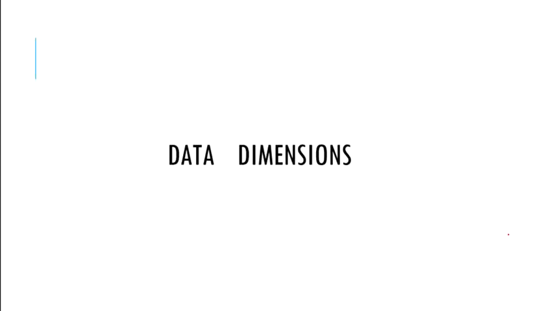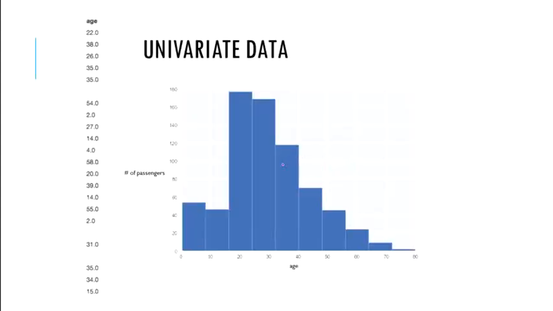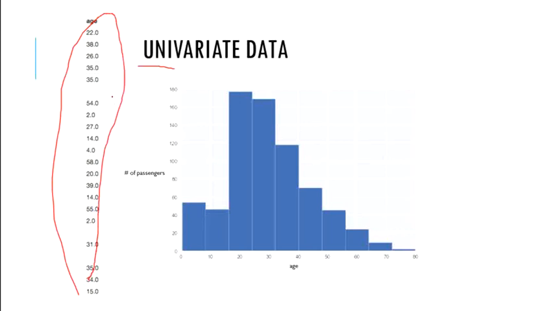One of the most important aspects of data visualization is the various data dimensions. Let's look at these a little bit. You can have univariate data, or data that has a single dimension. What I've been given is age of a number of passengers, and I have plotted a frequency of this and created a sort of histogram here.